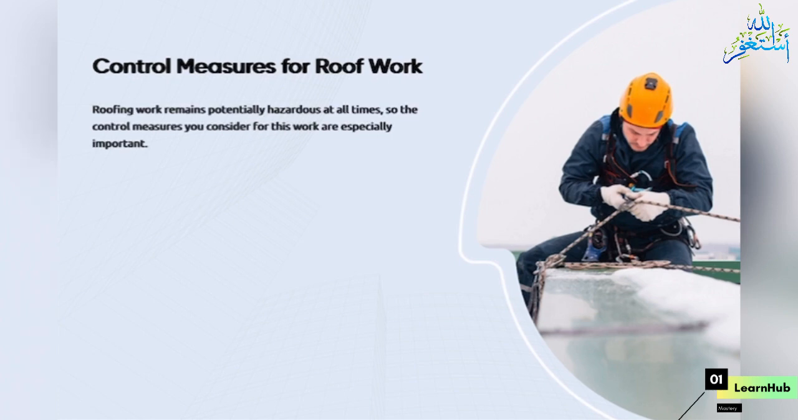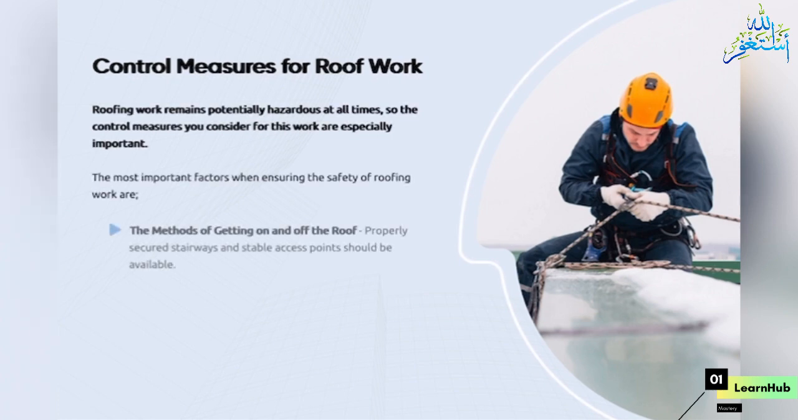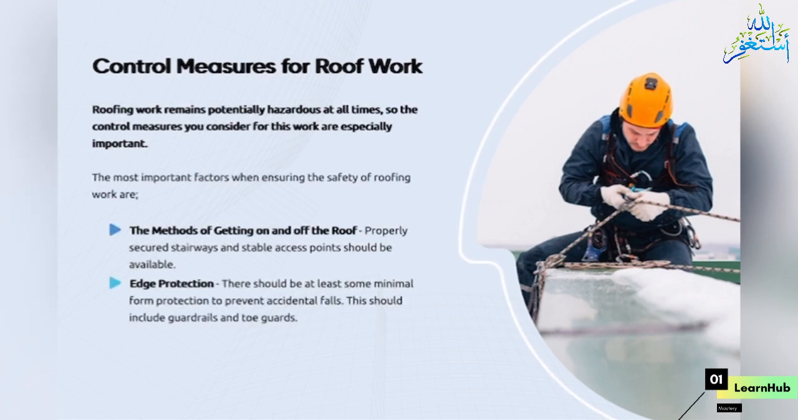Control measures for roof work. Roofing work remains potentially hazardous at all times, so the control measures you consider for this work are especially important. The most important factors when ensuring the safety of roofing work are the methods of getting on and off the roof. Properly secured stairways and stable access points should be available.